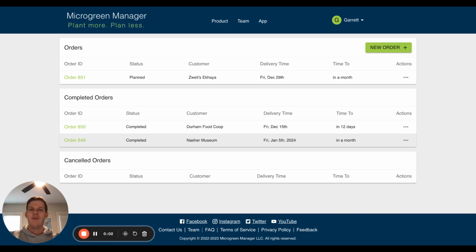I'm the COO and co-founder of Microgreen Manager, and today we're going to talk about how Microgreen Manager calculates the number of trays you need to plant to fulfill all your orders on time. So what we have here is our orders page. These orders are complete, so we'll look at this new one we just created.